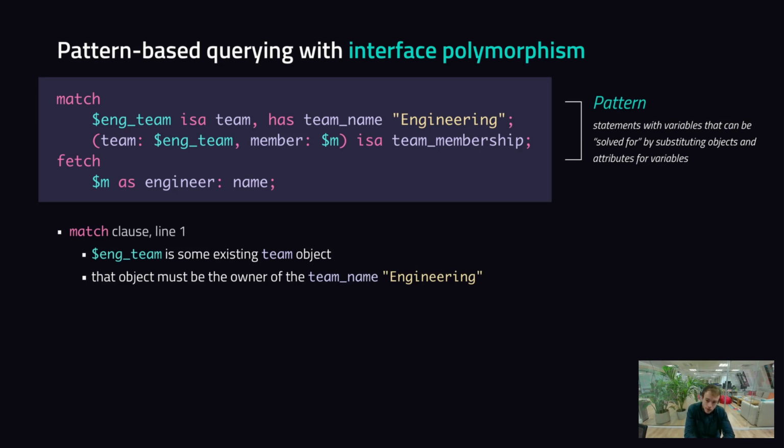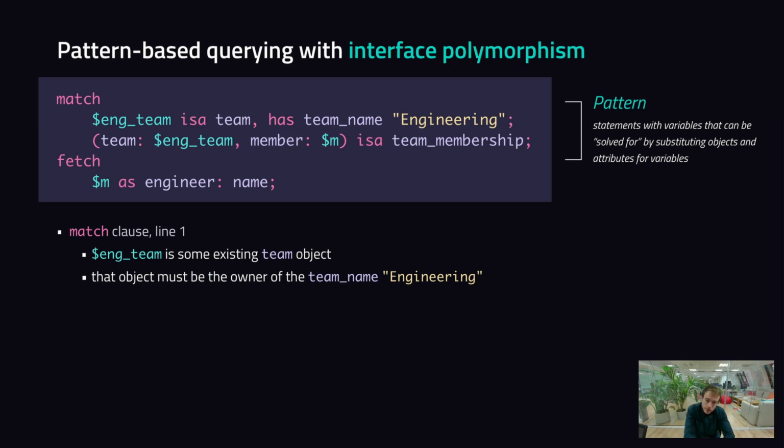Let's go through this line by line. Let's look at the first line in the match clause just to get a bit of familiarity with the pattern-based approach to querying here. I also want to remark that all of these terms that you're seeing here, you have seen already when we discussed data instances. This is really how we use type statements to build complex constraints for data to be retrieved from the database.